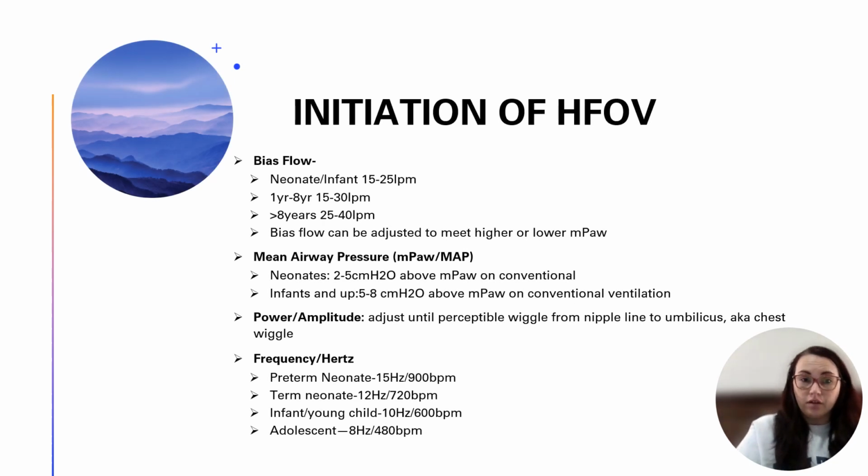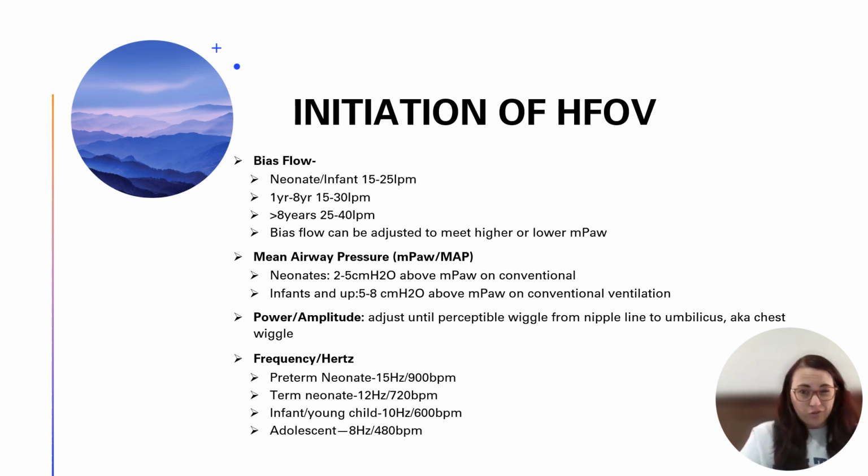Alright, initiating the oscillator. So you've got some general rules of thumb. Different physicians and different hospitals may have slightly differing practices, but this gives you a good idea of where to start. When you're looking at your bias flow, which is the constant flow being fed through the circuit, on a neonate, you're going to look anywhere from 15 to 25 liters per minute. 1-year-old to 8 years old, 15 to 30. Over 8 years, up to adults, 25 to 40 liters.